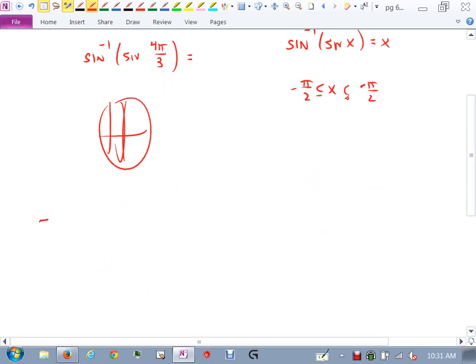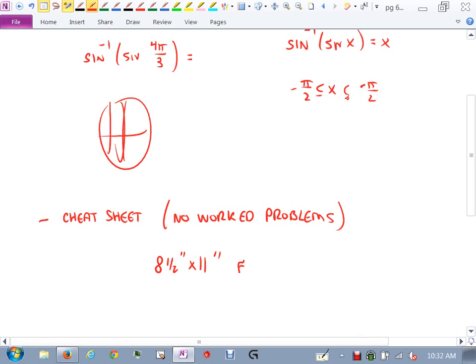Okay, so cheat sheet. The big thing on that: no worked problems on that. 8.5 by 11, standard sheet of paper, front and back is fine. If you want to make photocopies out of a book and paste together a bunch of stuff that has a bunch of formulas, you can do that. If you want to type it up, you can type it up. I have no real restrictions other than it's got to fit on that sheet of paper, front and back, and it can't have anything worked out.